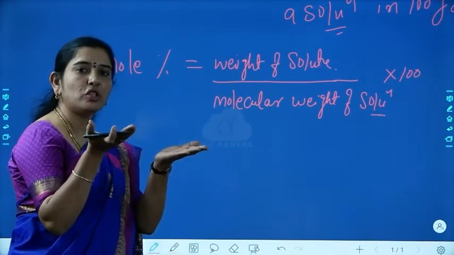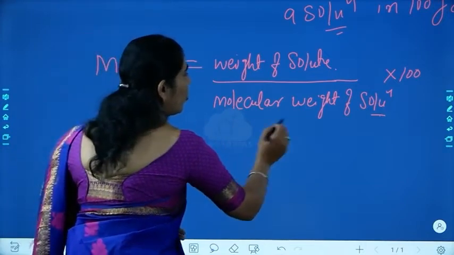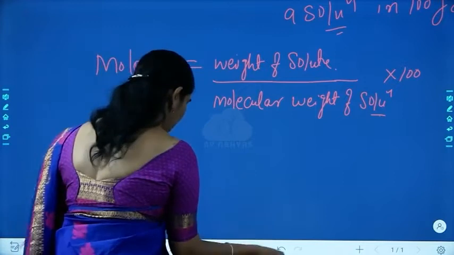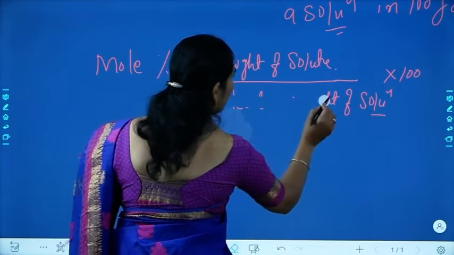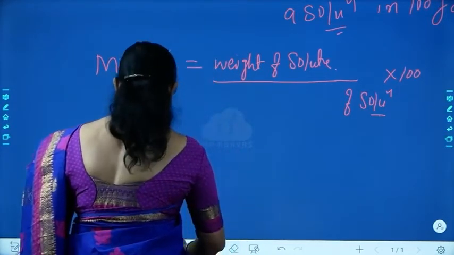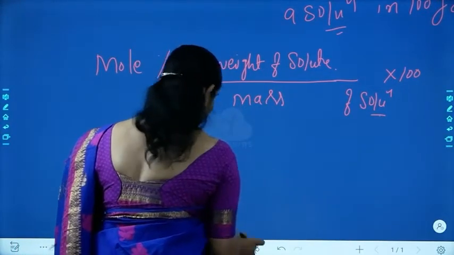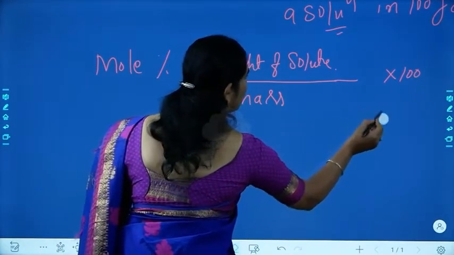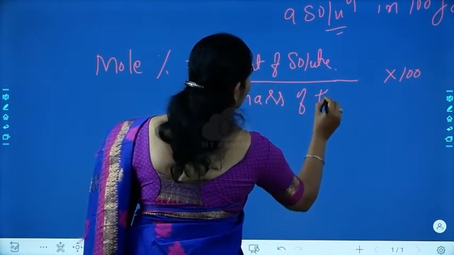Weight of solute is how much amount of substance you are going to take. Then what is the molecular weight of the solution? Or mass of the solution in general, you can say it as mass of the solution also. So to avoid confusion, instead of molecular weight, you can write it as mass of the solution.